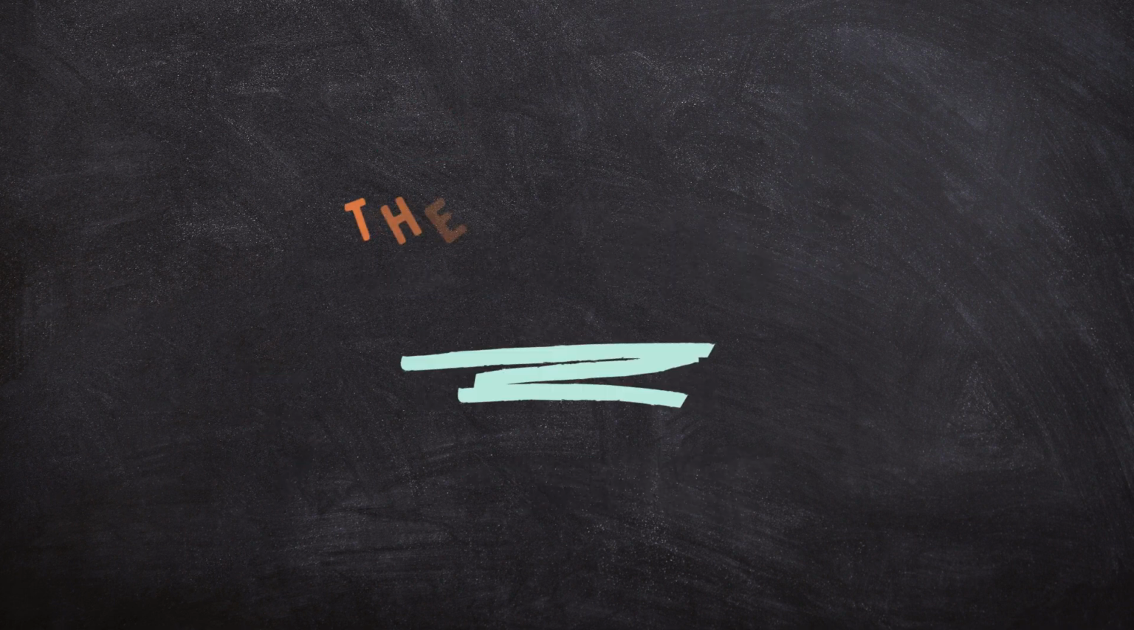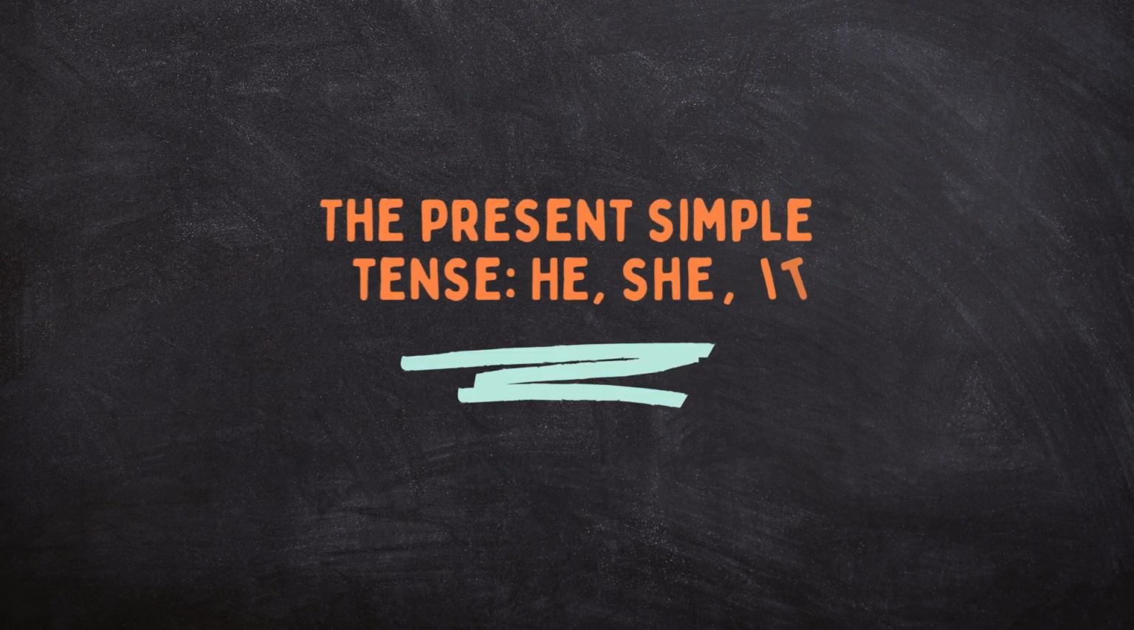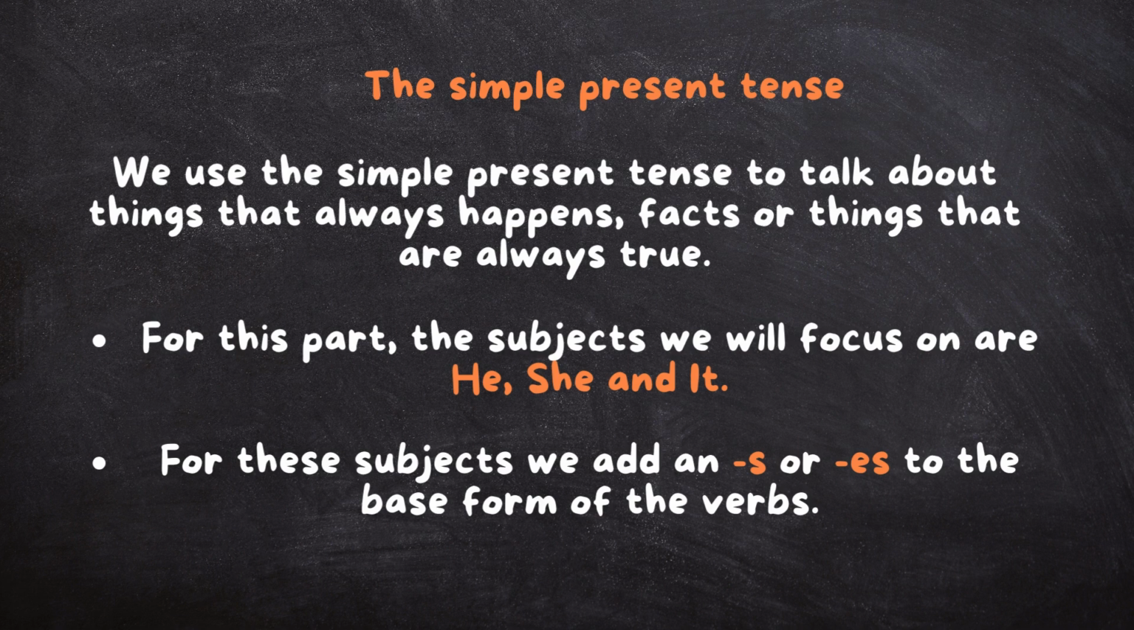And in this lesson, we will be looking at the present simple tense focusing on the subject he, she, and it. Let's begin. To begin, what do we use the simple present tense for? We use the simple present tense to talk about things that always happen, facts, or things that are always true. So for something we do every day or for something that we know for a fact is always true, that is what we use the simple present tense for.